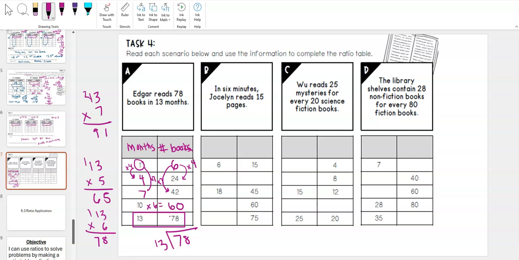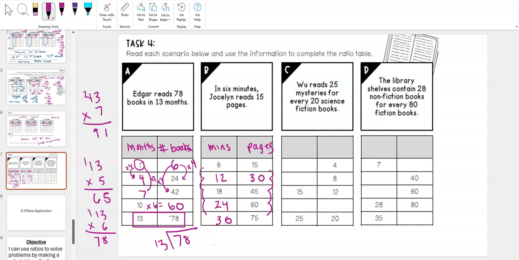Okay, the next one says that in 6 minutes, Jocelyn reads 15 pages. So this must be minutes, and this must be pages. Okay, well, it doesn't tell me what I need to do here, so we can make this 12 and 30. 45 would be the next one. Let's see, 45 plus 15 is 60, so this would be another 6. 18 plus 6 is 24. And then 60 plus 75 is another 15. So this is increasingly going by 15s, and then that means this is going by 6s. Okay.